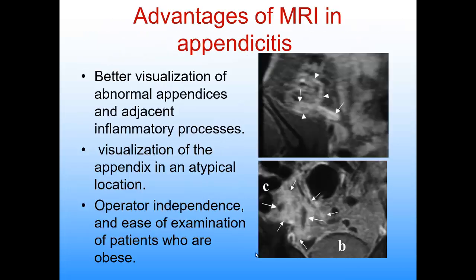Advantages of MRI in appendicitis. What is the role of MRI in cases of suspected appendicitis? Better visualization of the abnormal appendix and the adjacent inflammatory process. Visualization of the appendix in atypical location. Also, as we see by CT, we can see by MRI. Operator independence and ease of examination of patients who are obese. And we add more patients, pregnant females.